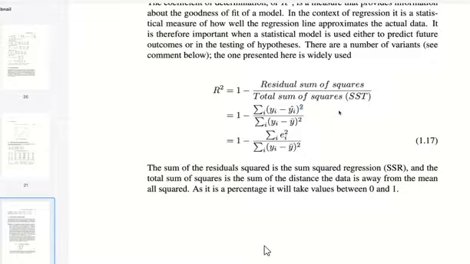divided by y minus y bar, which is the total sum of the square. So y is the actual value and y bar is the average of y. This residual sum of the square we can simply write as the summation of ei to the power square, and 1 represents 1 or 100. So 1 minus this is basically the r square value.